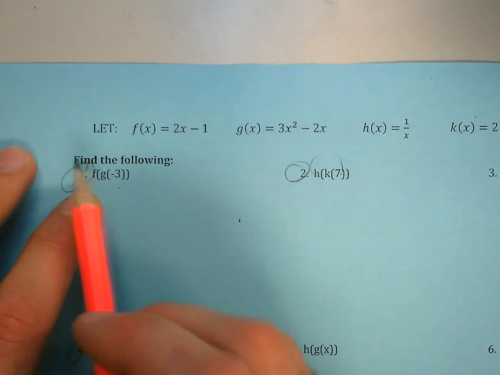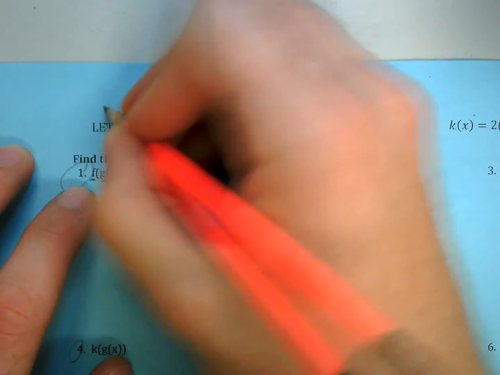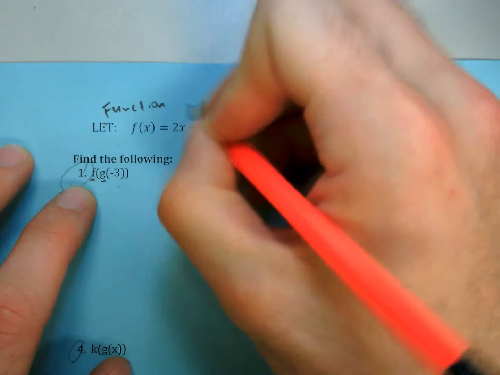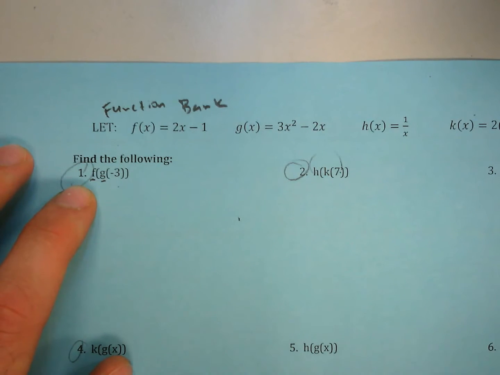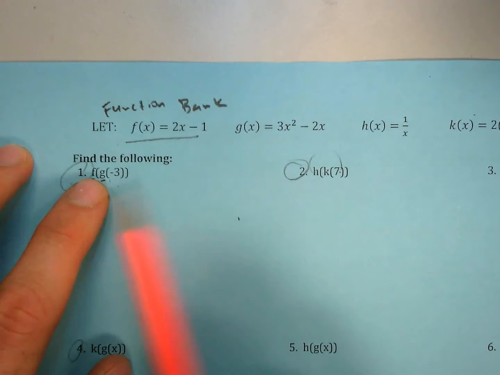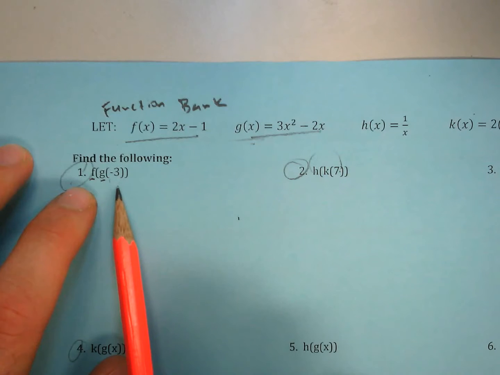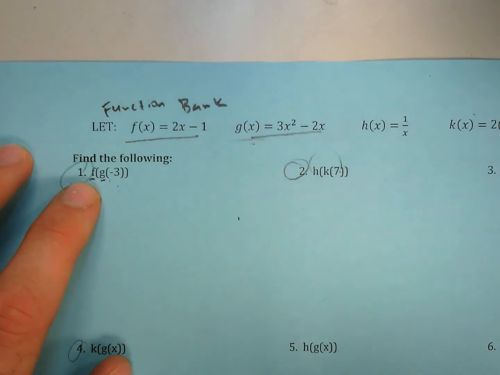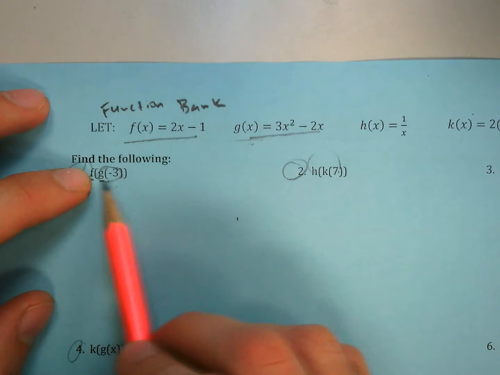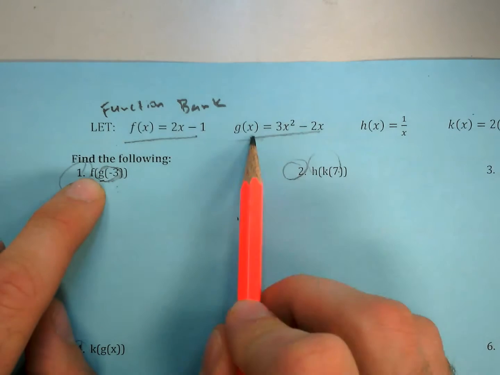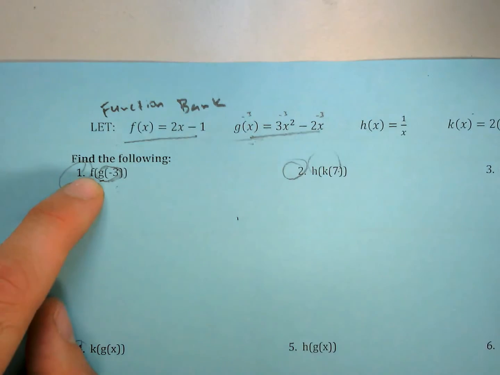Let's do number 1. Okay, we're dealing with two functions, the f function and the g function. And this is kind of like our function bank up here, like a word bank you might have on a vocab assignment. So let's find f, and let's find g. Those are the two that this problem's asking us to use. With composition of functions, you work kind of inside out. So let's look at the inside, and we see g of -3. So that means in the g function, let's put in -3 wherever you see an x.